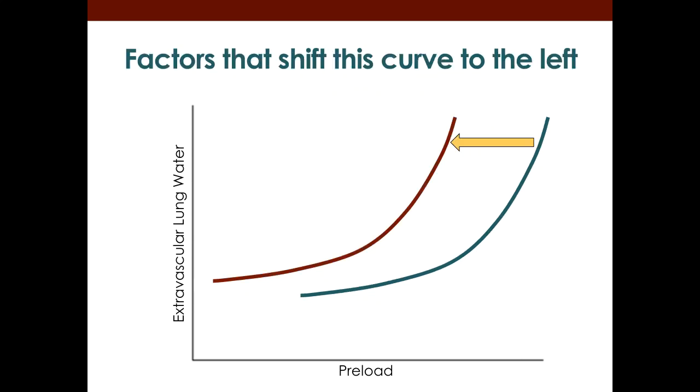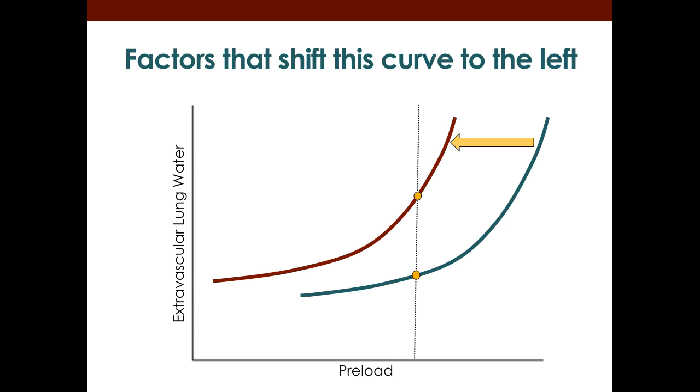Something else I want to talk about with this curve is what are factors that shift that curve to the left. And what I mean by shift that curve to the left is that for a given value of preload, your patient will have an increased amount of extravascular lung water. And as you can see in the case of the blue curve, in the case of that patient, that point of preload is before the inflection point. In the case of the red patient, that preload point is now after the inflection point. So this is significant.